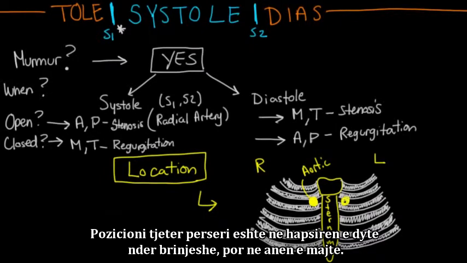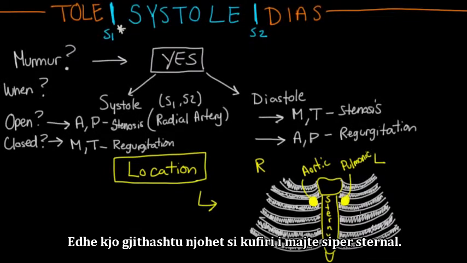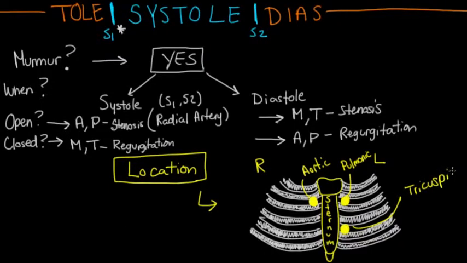Another location is again in the second intercostal space, but now it's on the left side. And so this is the pulmonic area. And this is also known as the left upper sternal border. The third place where you usually listen is here. And so this is the 4th intercostal space, and this is called the tricuspid area.